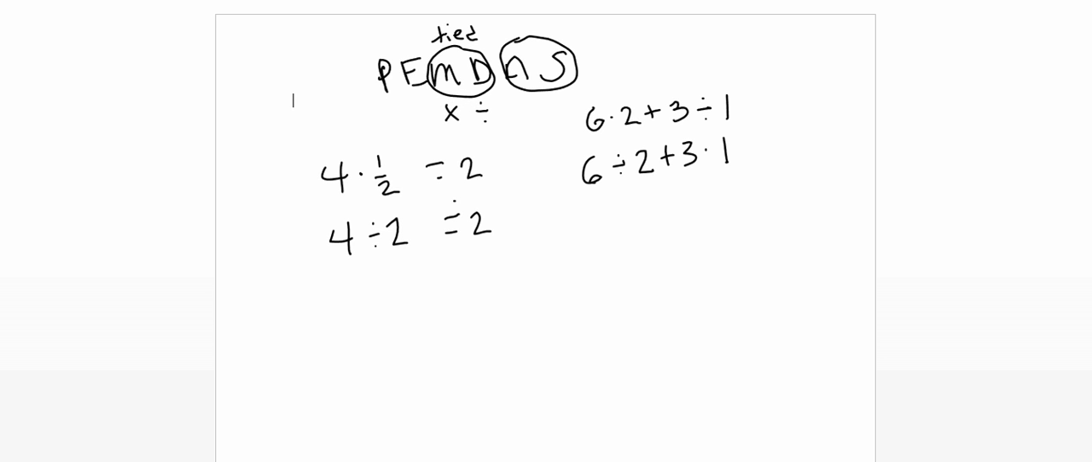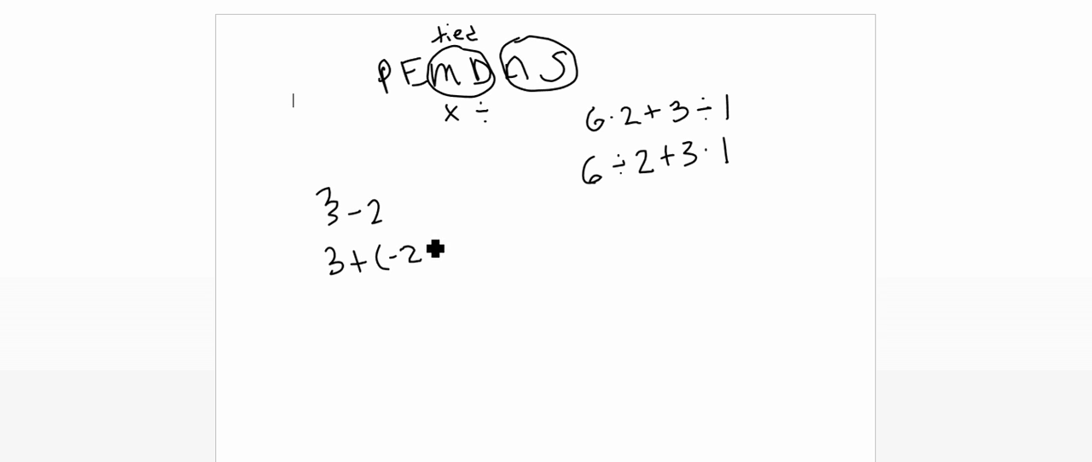Now, the same thing goes for addition and subtraction. Adding and subtracting are actually tied again because addition and subtraction are actually the same thing also. And I can prove it to you very easily. 3 minus 2 and 3 plus a negative 2 give you the same thing. 3 minus 2 is 1. 3 plus a negative 2 is also 1. Because subtraction is actually just adding the opposite.